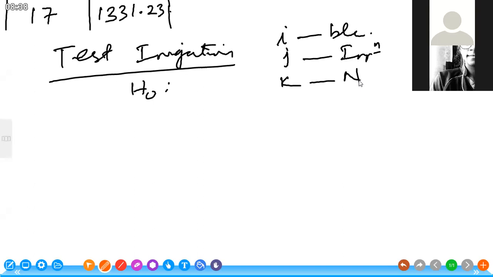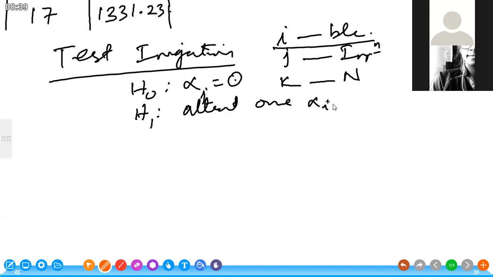Null is alpha. You can write down the model. I might ask you to write down the model. So you know the model of the split plot design. Alpha j is equal to 0, assuming I is the block. So this is my null. Alternative is at least one alpha is different from the rest. Right, that is my null hypothesis.